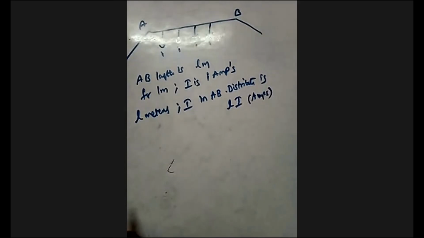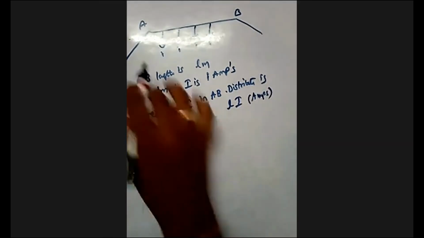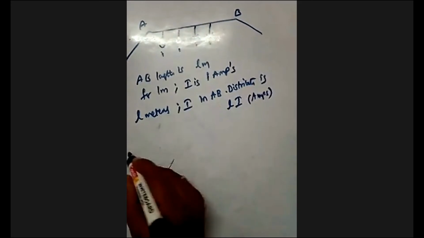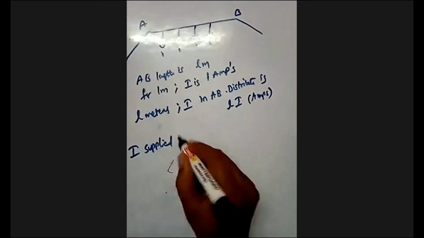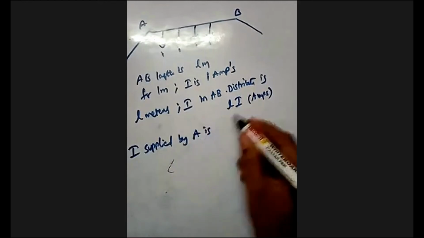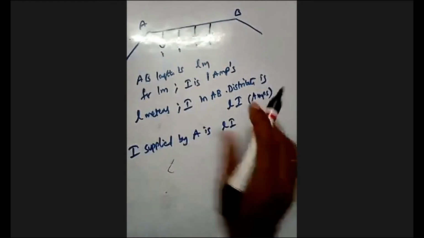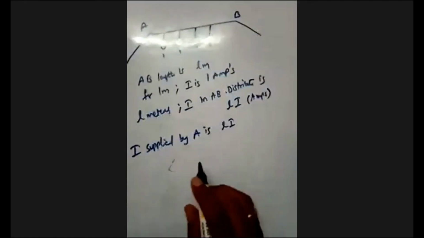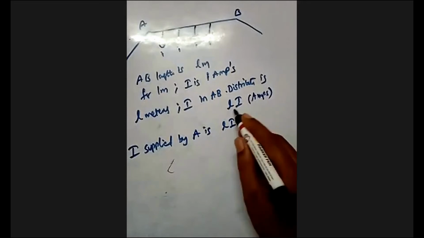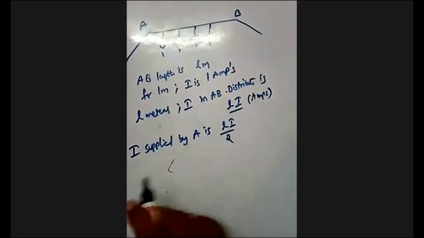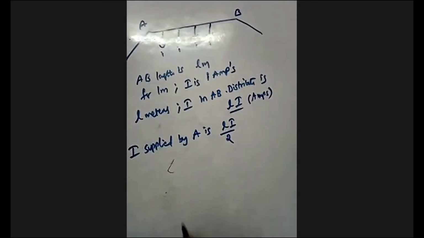Now here, since the distributor is feeding with the two sources, the current supplied by A is, since the voltages are equal, the total load will be shared in equal halves. So total current is Li, and the current shared is Li by 2.